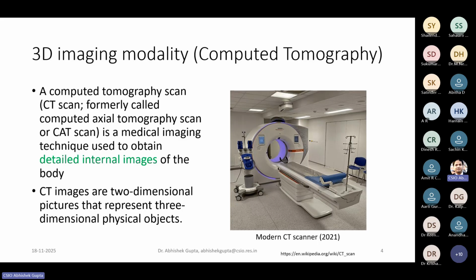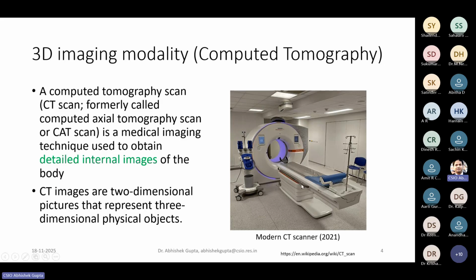This CT scanner gives a three-dimensional volumetric view. However, what we receive from the imaging is in the form of 2D slices, and then those slices are stacked to make the 3D object.